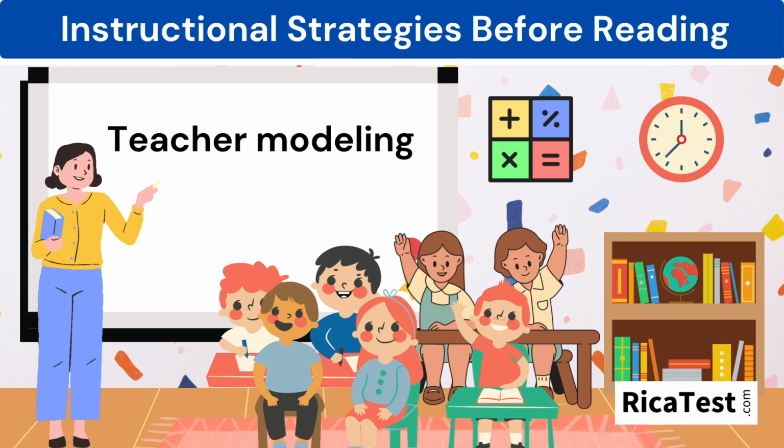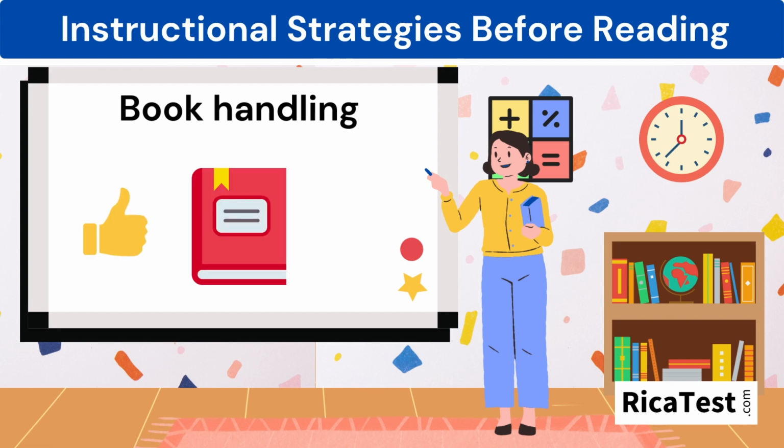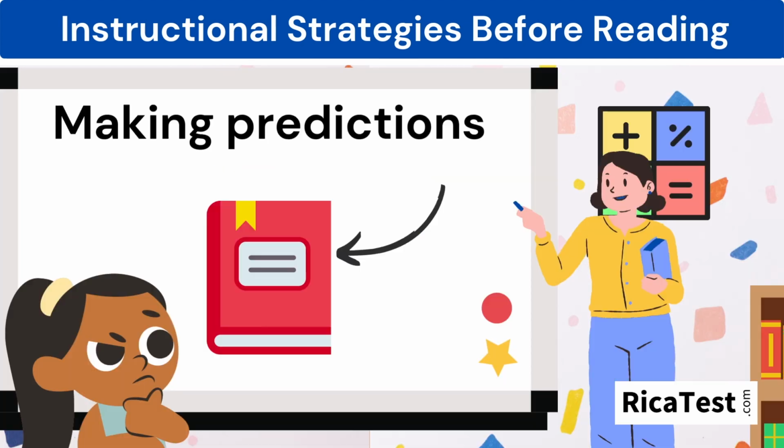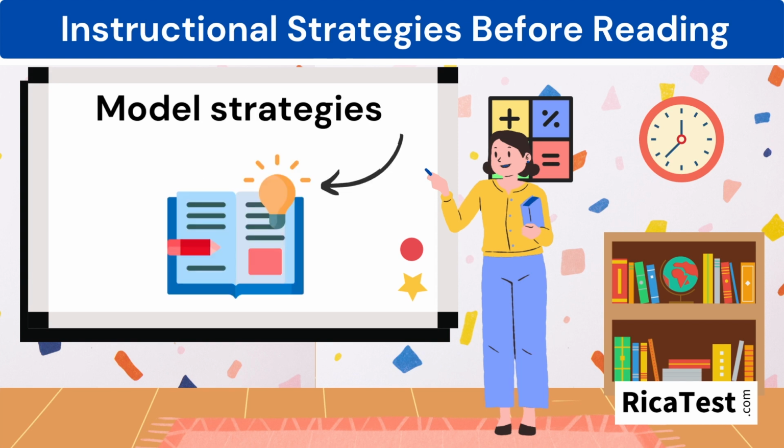The first strategy is to model the behavior of what good readers do before reading. This includes the way they handle a book, making sure that the book is upright, reading the title and looking at the front and the back cover, making a prediction based on what this information gives us. This also includes opening the book from the front cover, reading the inside pocket sleeve if there is one, and modeling all the ways we can learn about what we're about to read prior to actually reading the story itself.